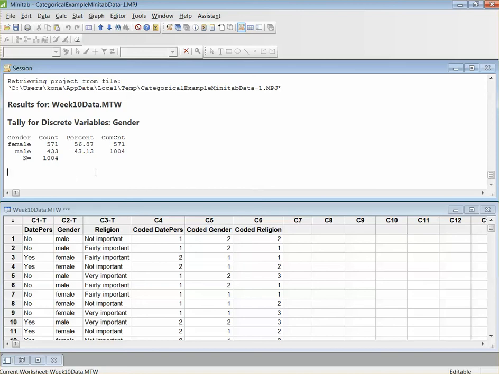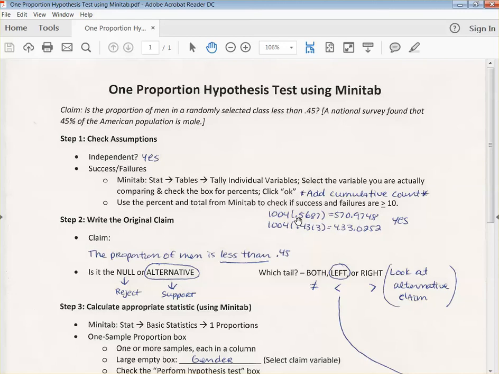All of this is what we're going to need, because remember, the percent of females is technically our failure. We take that, convert it to a decimal, and multiply it by the 1004. Then do the same for the males, which is considered our success, times 1004. So 1004 times the female failures gives 570, which is way more than 10, so that's a yes. And 1004 times 0.4313, which is 433, is also obviously much higher than 10, so yes. So we've checked our assumptions, we're good to go.